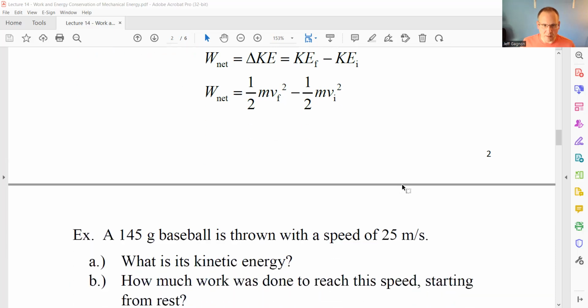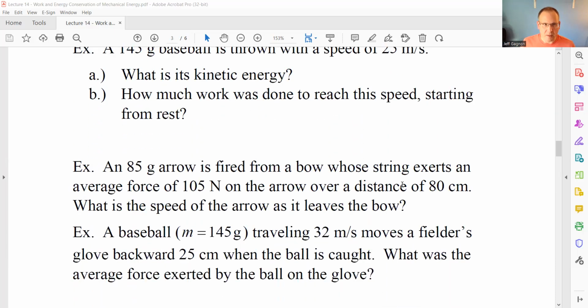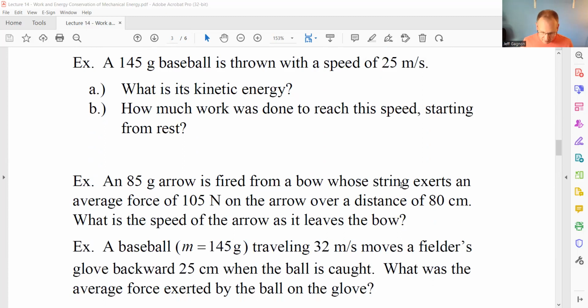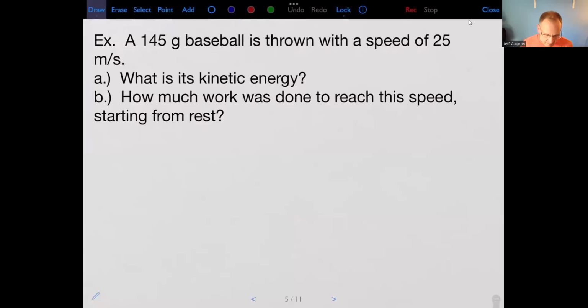Okay, let's do an example. I'll jump back over to the iPad to do these examples. In this example, you're told a 145-gram baseball is thrown with a speed of 25 meters per second. We want to calculate its kinetic energy, and we also want to calculate how much work was done to reach that speed, assuming the baseball starts from rest. So what is its kinetic energy?